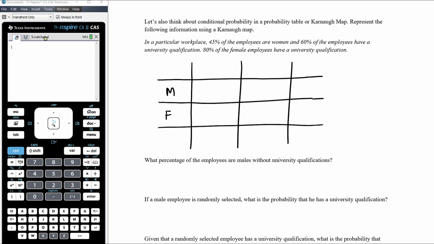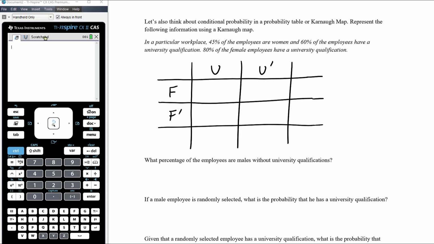Okay, so we've got males and females, and well, technically if we follow the information in the question, it does only tell us about females. So let's make it females and not females, okay? And then they either have a university qualification or they don't have a university qualification. In previous examples, we've seen in our Karnaugh map, we've put number of people. So in total, it was 42 people.